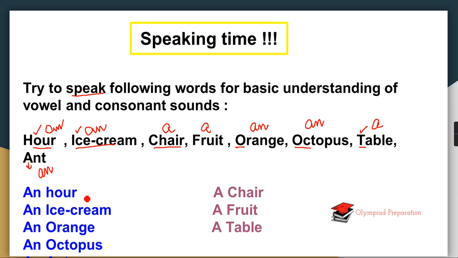You can see here, an hour, an ice cream, an orange, an octopus. A chair, a fruit, a table. So, better you speak the words and see if the first letter of the word is producing a vowel sound or a consonant sound. So, based on that, for the singular naming words, we use A or an.